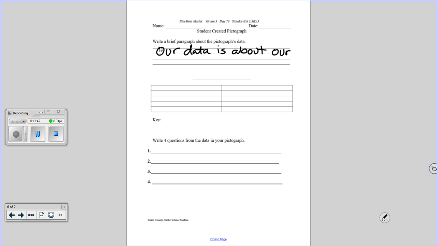Look at that title really quickly. What is that title? Josh, look at the title. There we go. Our data is about our favorite season. As long as you have something along those lines, we're good.